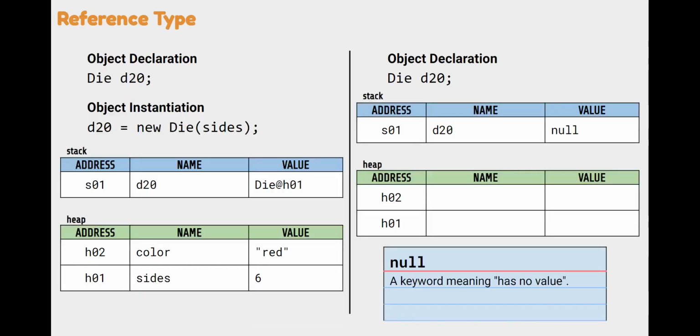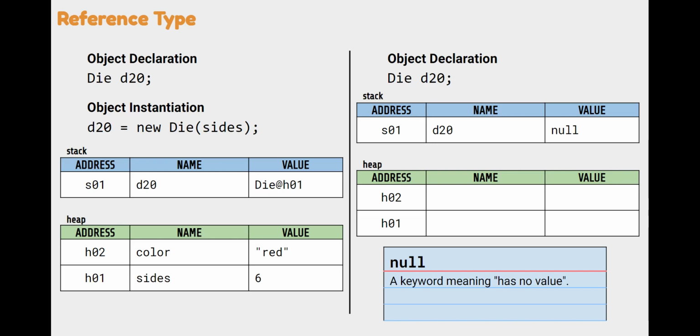Now that object declaration and instantiation statement is actually two different statements. We have our object declaration where we are declaring something of type die and giving it a name. And then it's also the instantiation where we are assigning it the memory address returned by the constructor call.